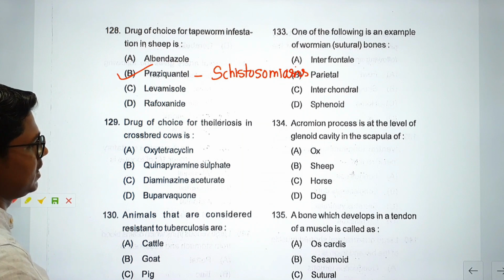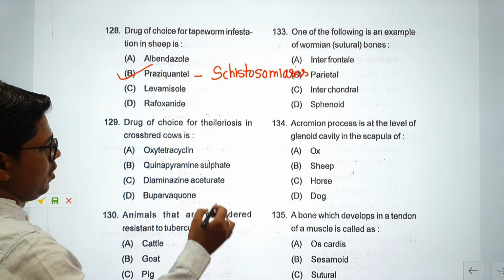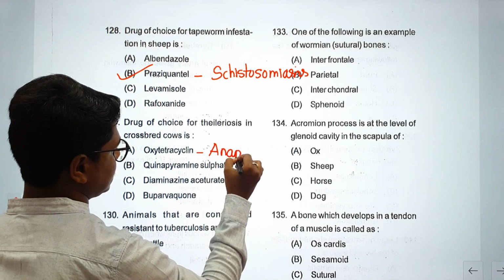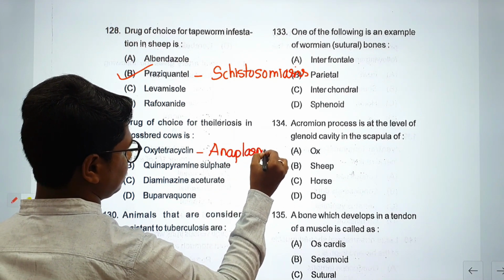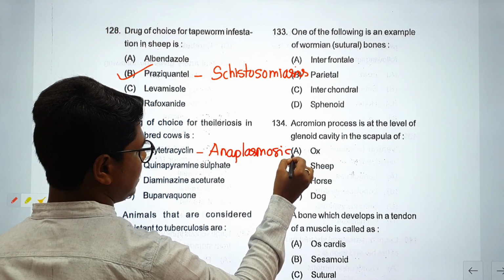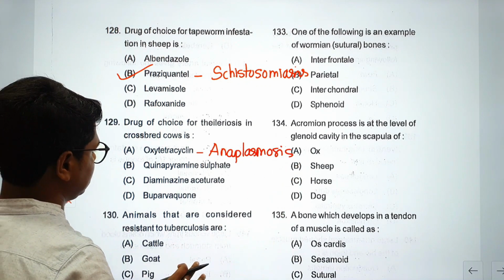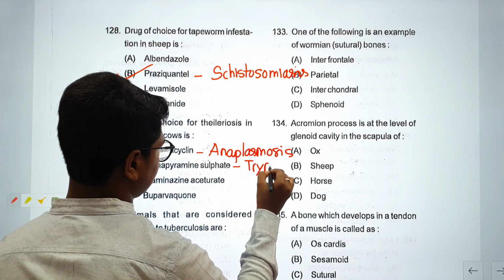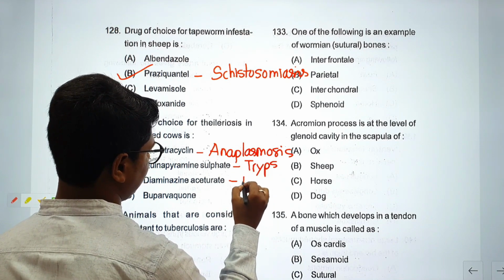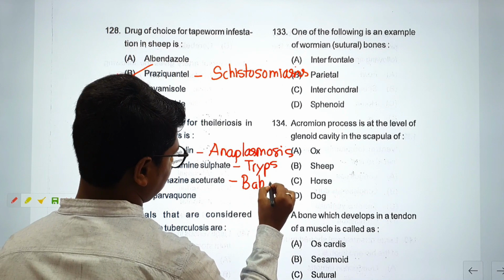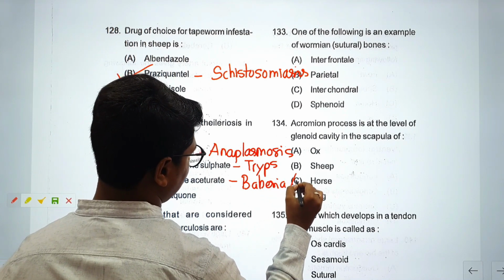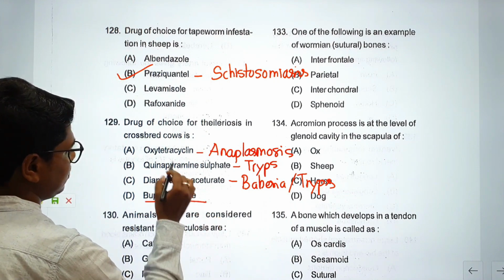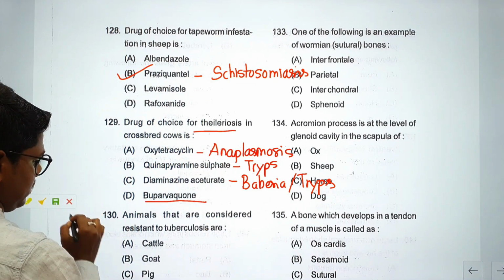Drug of choice for theileriosis in crossbred cow is buparvaquone. Oxytetracycline is drug of choice for anaplasmosis, Anaplasma marginale, which basically affects the cows. Quinapyramine sulfate is for trypanosomes. Diminazene aceturate is for babesia. It is also effective for trypanosoma. Buparvaquone is the answer, which is drug of choice for theileriosis.